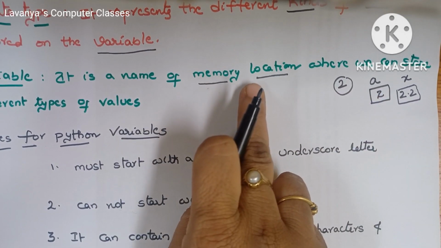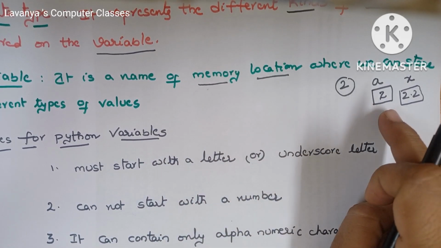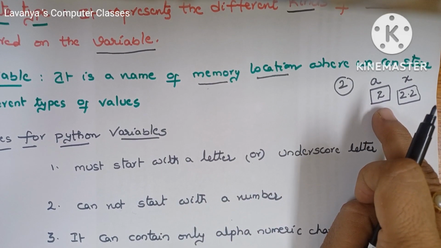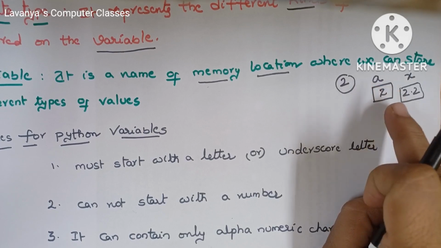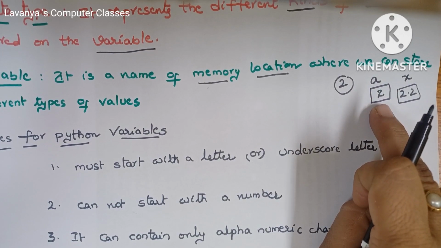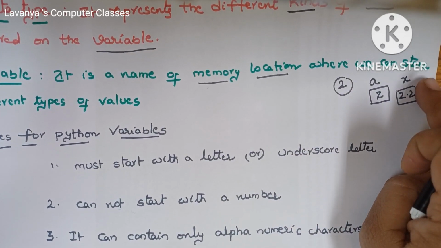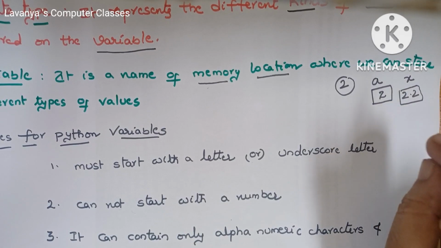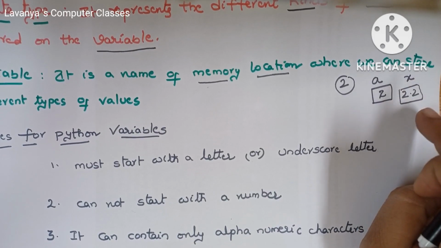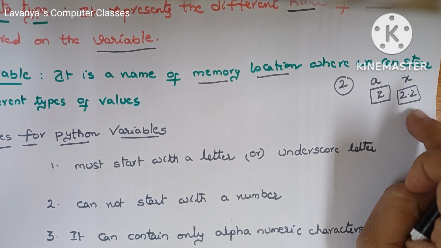Variable means it is a location of the memory. In this memory location we are storing some values. So A is a variable, in which we store the value 2. And X is the name of a memory location, in which we are storing 2.2.